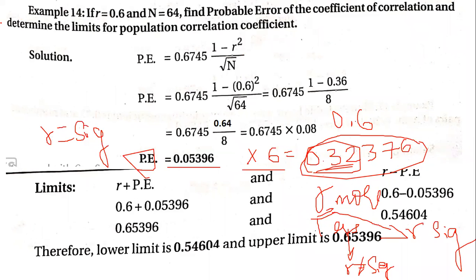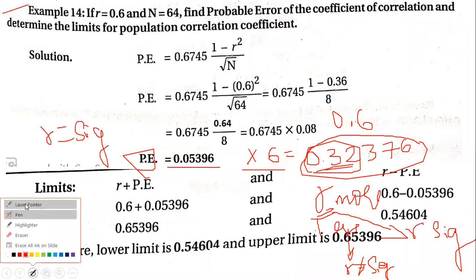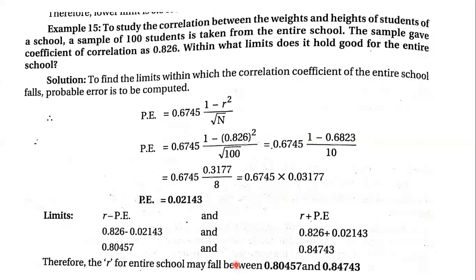Okay. In this problem, they have not asked if R is significant or not, but there will be questions where they'll ask R is significant or not. Okay. Now let us go to the next problem and see what they have asked us. Okay. To study a correlation between the weights and heights of students of a school, a sample of 100 students is taken from the entire school. Okay, so they wanted to study the height and weight of the students in a school. So they have come and taken 100 students sample from the whole school.